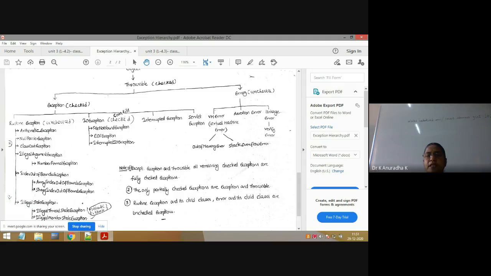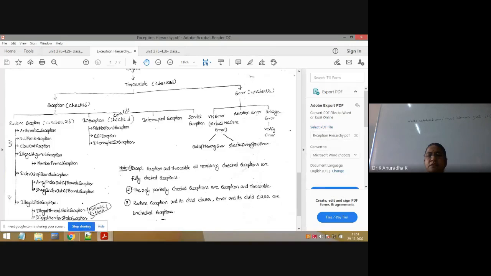If you take Error, under Error is unchecked exception. Under Error, these are the subclasses: virtual machine error, assertion error, linkage error. Again, under virtual machine error, we have out of memory error and stack overflow error. I will explain stack overflow error.